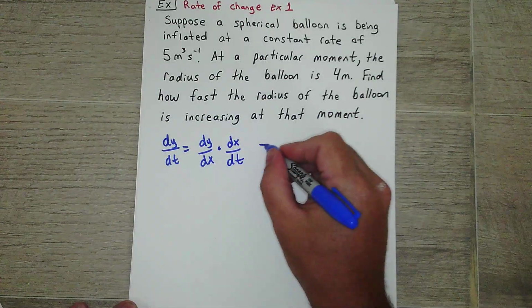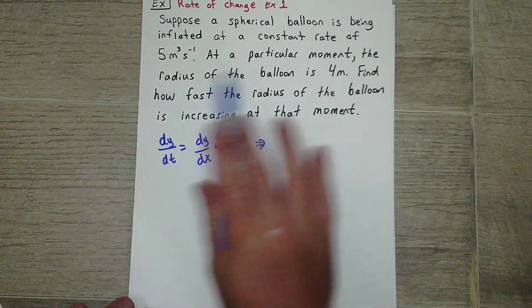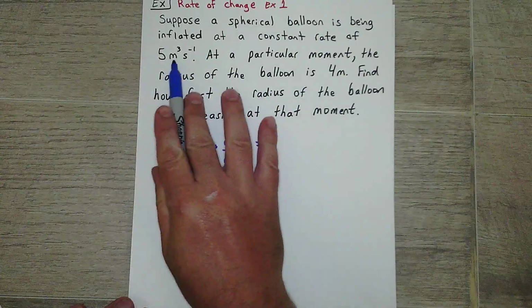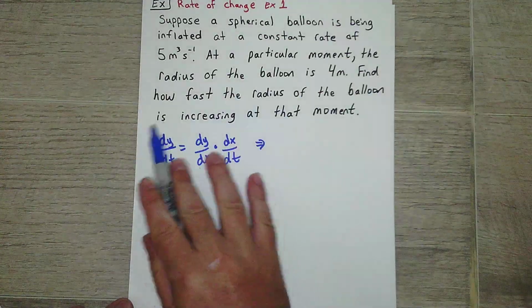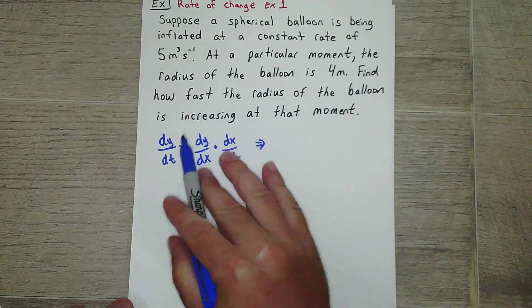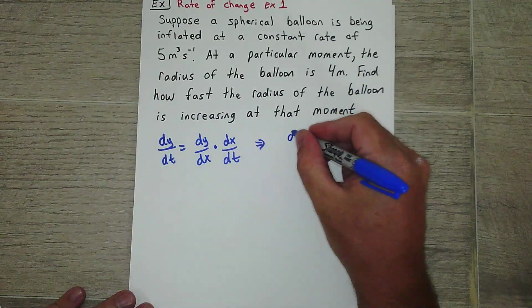Okay, so that's the generic one, and I'm going to change this based on what we're doing here. So what are we talking about? Spherical balloons inflated at a constant rate, 5 cubic meters, so that's volume. Okay. So find how fast the radius of the balloon is increasing. So we're talking about volume. So Y is going to be our volume.